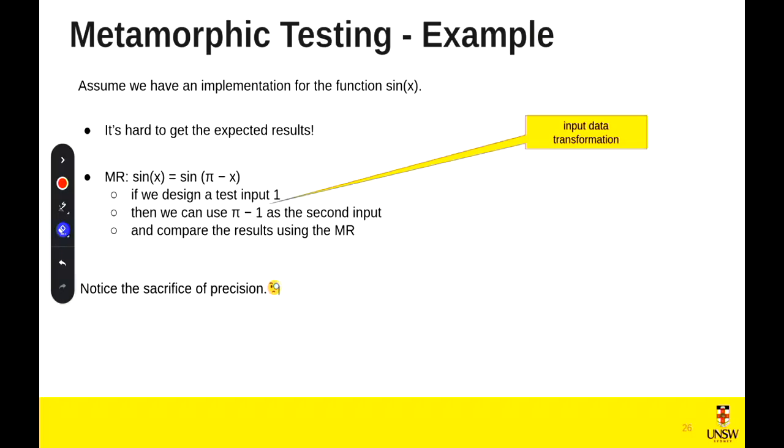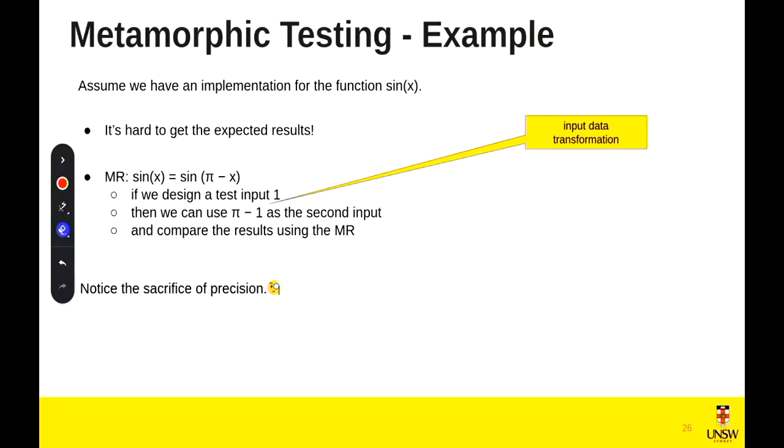We also need to notice that we are sacrificing precision here, because we are only checking the results according to this one single rule. So we may have implemented the function wrongly. Maybe, instead of implementing sin x, we have wrongly implemented cosine x, and cosine x also satisfies this metamorphic relation. So we cannot detect the error if we use just this one single relation. So we are sacrificing precision here.